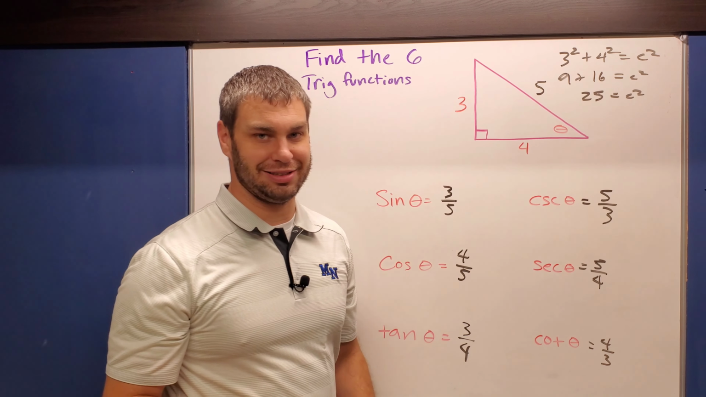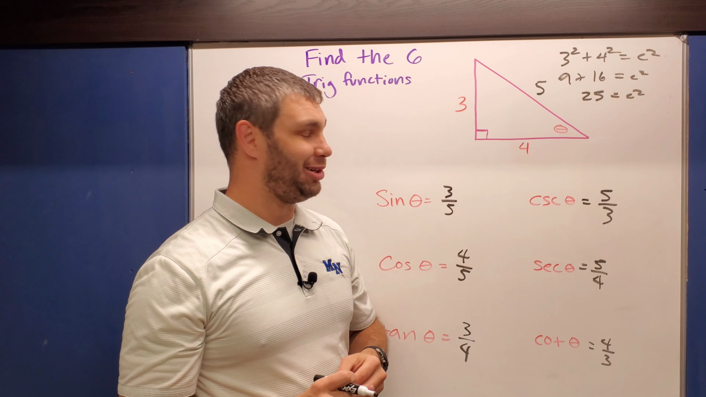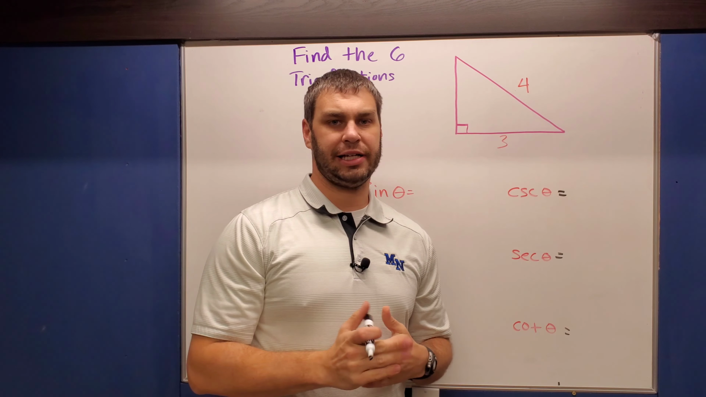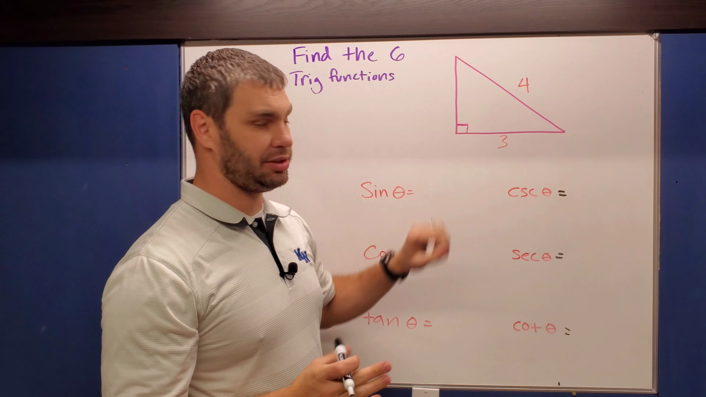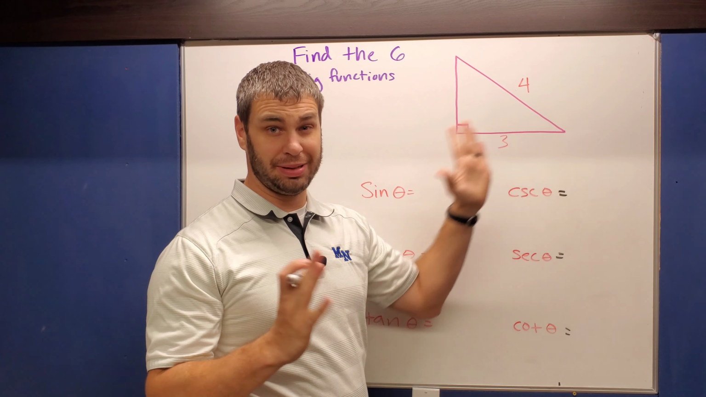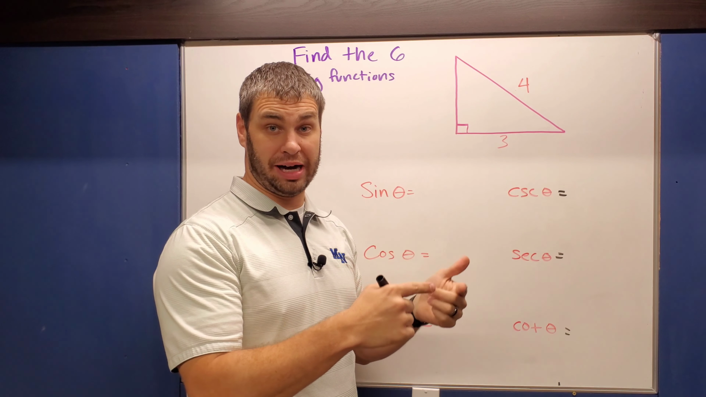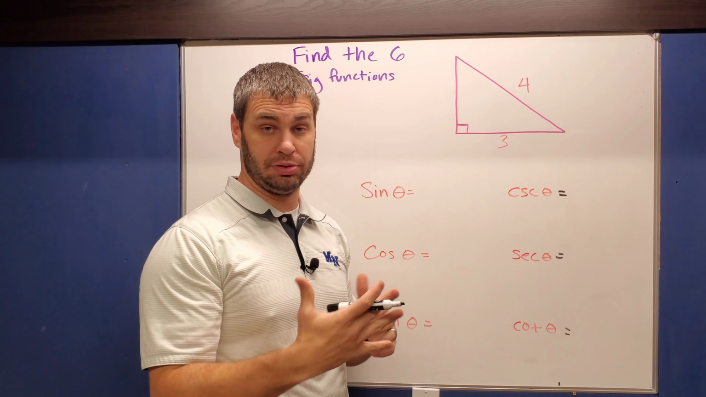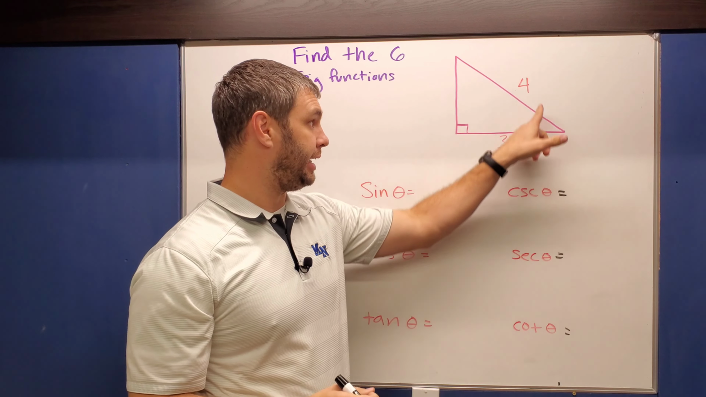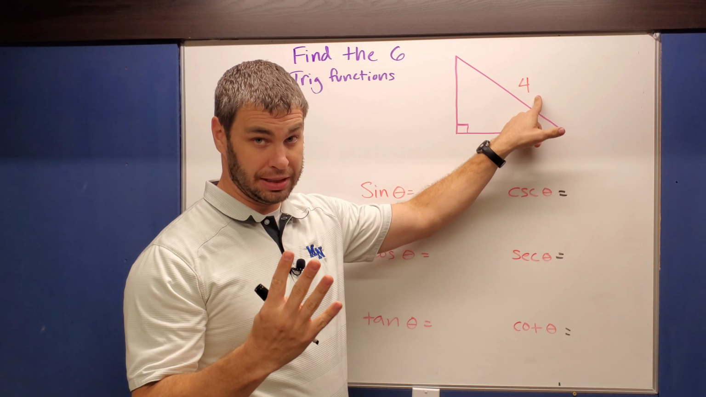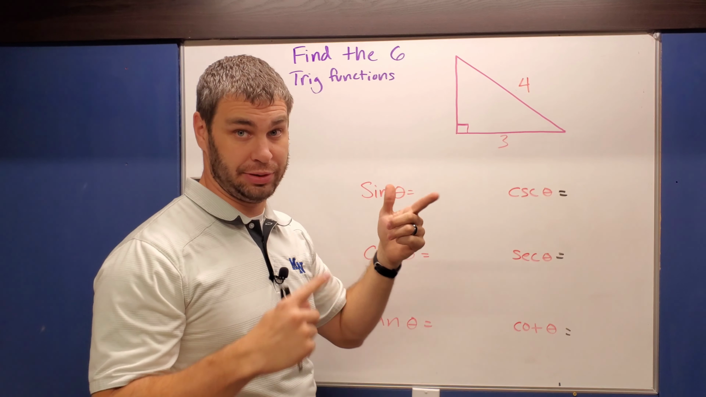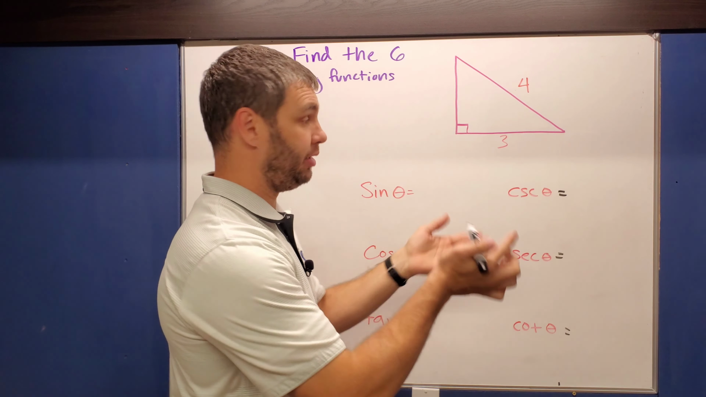Let's see if we can try one that's a little bit harder with numbers that maybe aren't as nice as 3, 4, and 5. The second one here at first glance looks almost identical to the first one, right? We have a 3 and a 4, but remember that was a 3, 4, 5 right triangle where 5 was our hypotenuse, the longest side. Here our longest side is the hypotenuse, which is 4. So that means that this is not going to be a 5. We can actually use the Pythagorean theorem to figure it out.